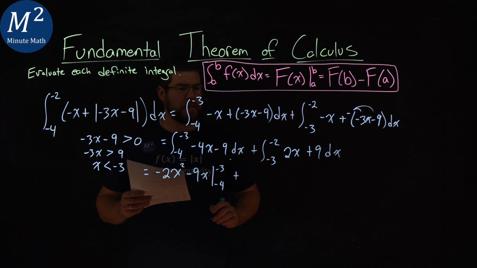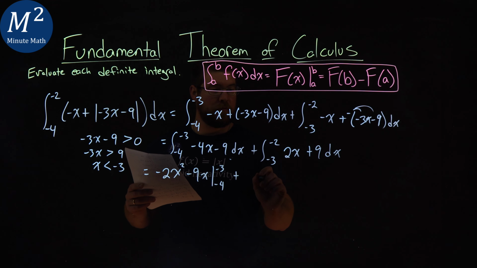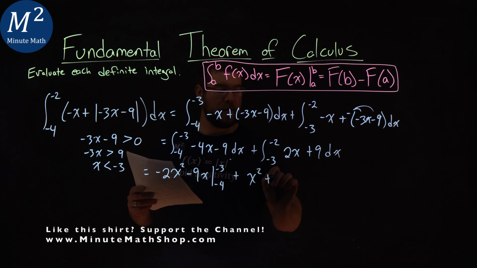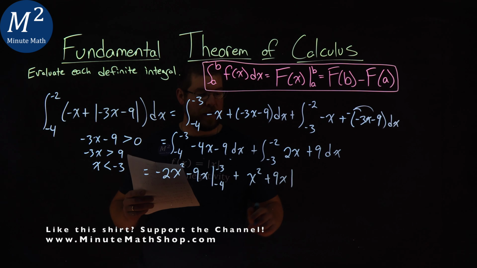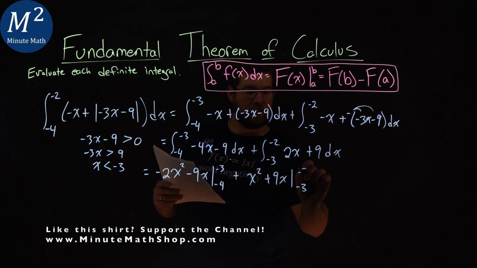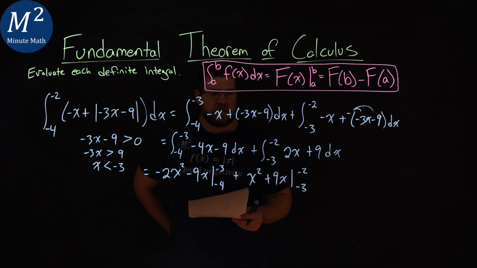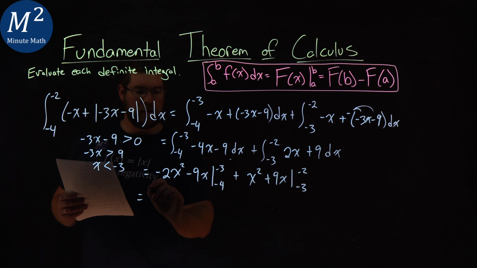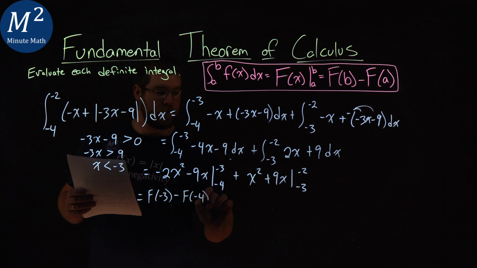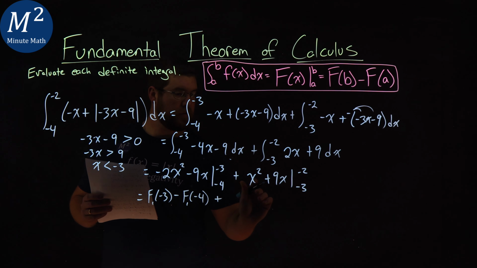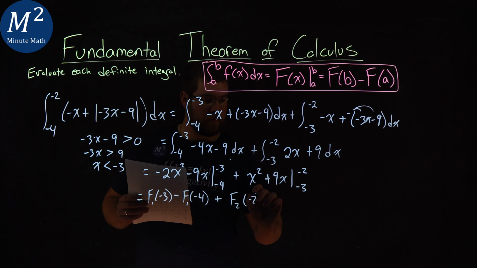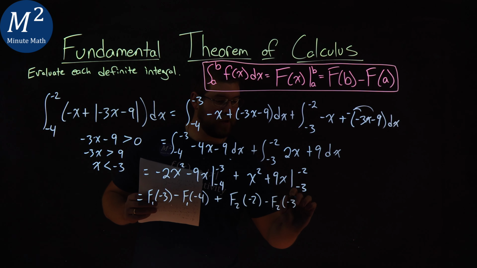Plus here, same thing. We want to find the integral of 2x plus 9, which is x squared plus 9x. And we're going to integrate this from -3 to -2. Okay? We're going to plug this in. We plug f of -3 into our function, minus f of -4. Let's call this f1, plus, let's call this f2, f2 of -2 minus f2 of -3.